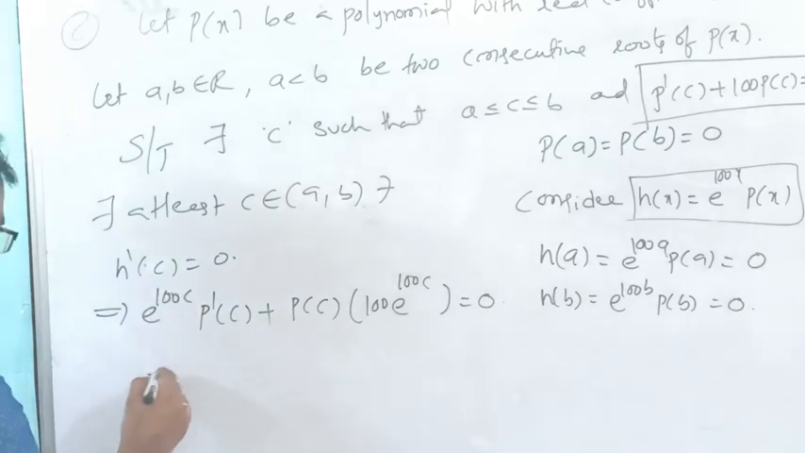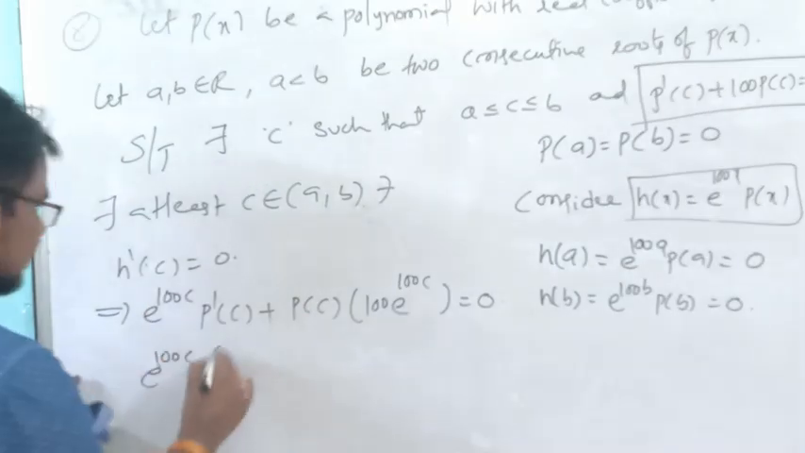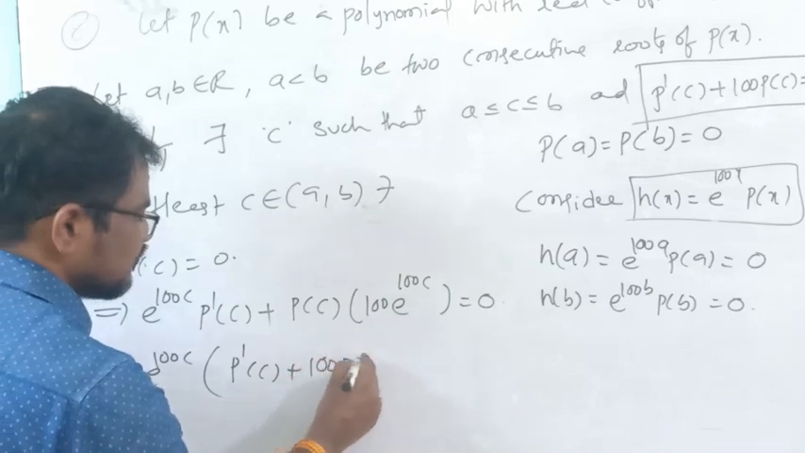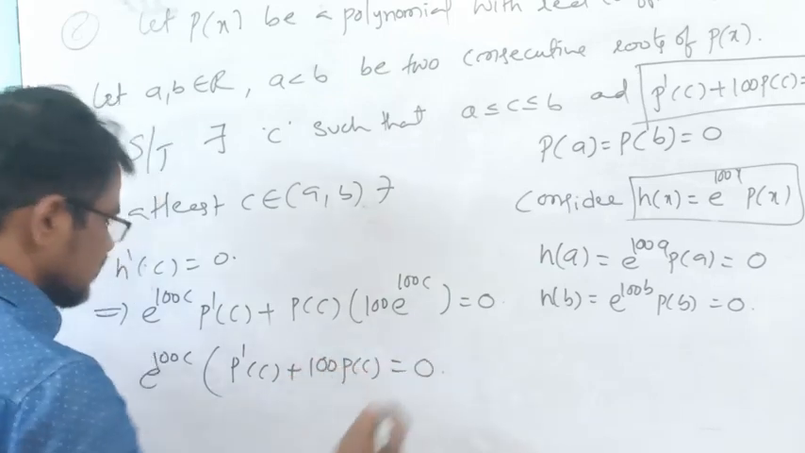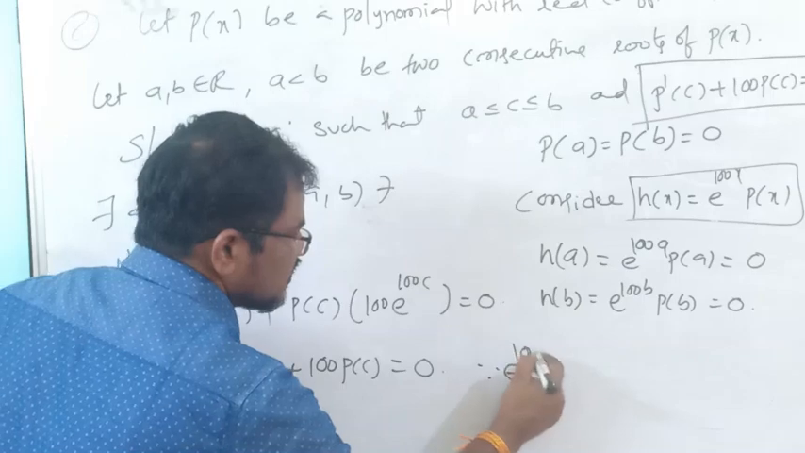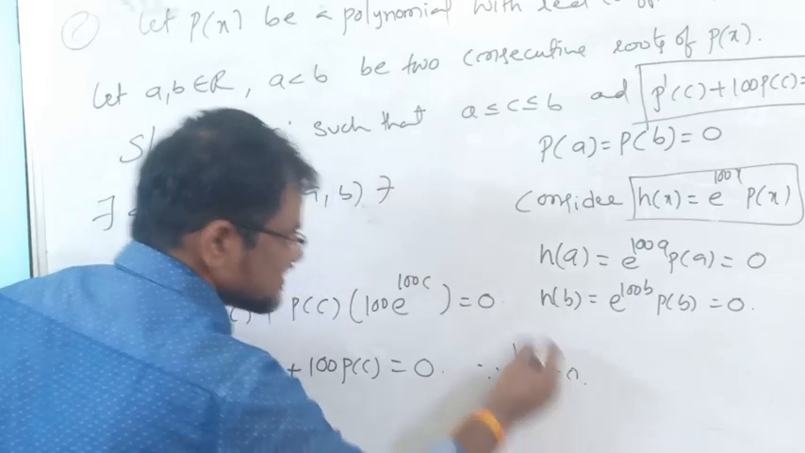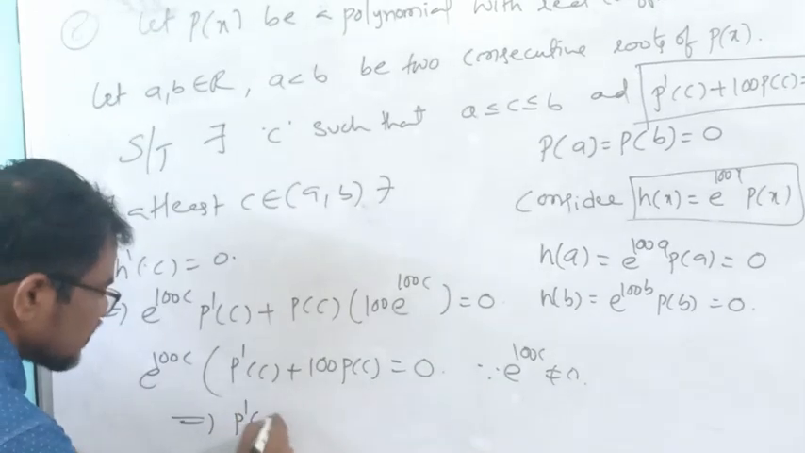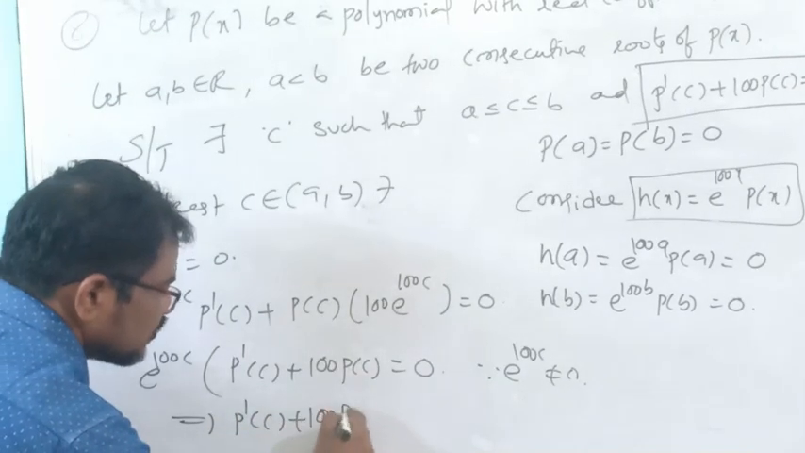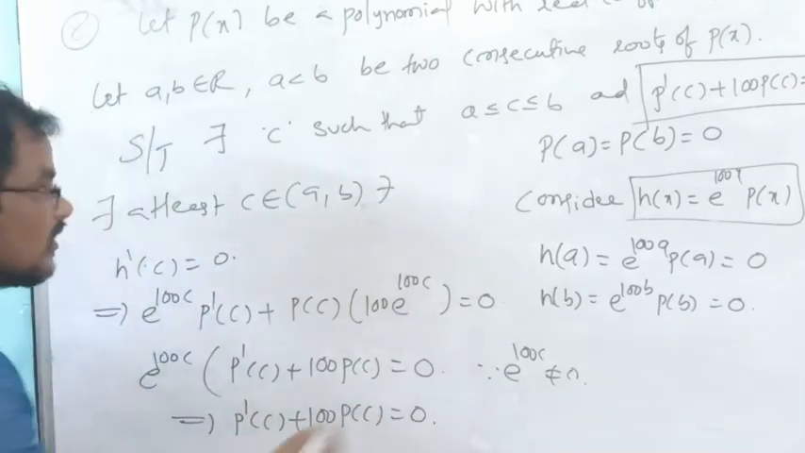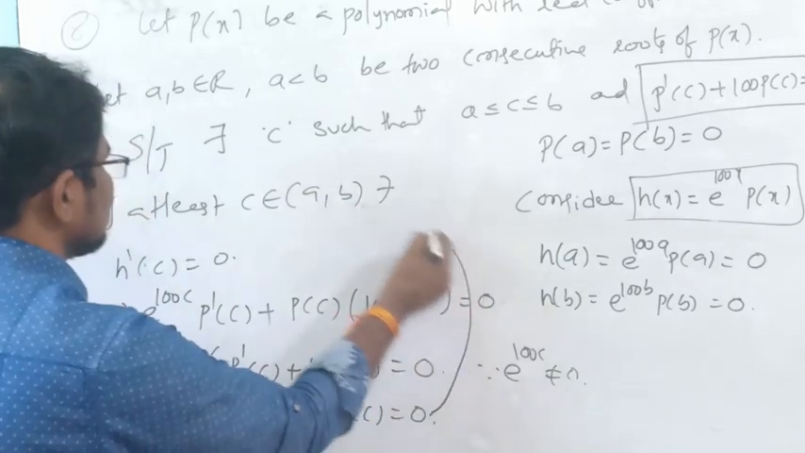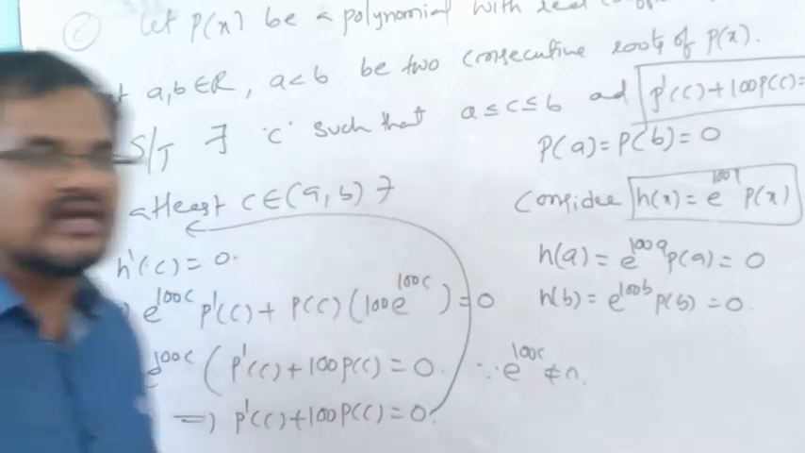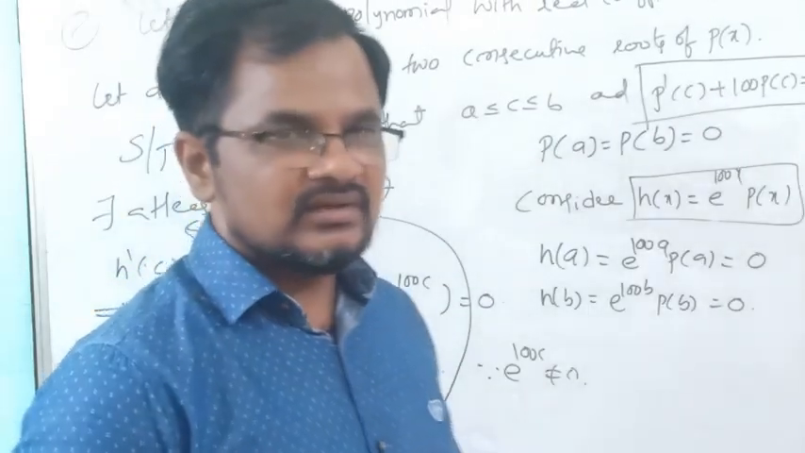Take e power 100c common, so what is remaining? p dash of c plus 100 into p of c equal to 0. Since e power 100c is not equal to 0 because this is an exponential function, that implies p dash of c plus 100 into p of c equal to 0. For this equation there exists at least one root c which belongs to (a, b). Okay, no? So right.